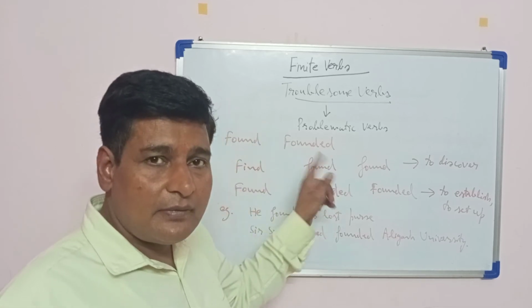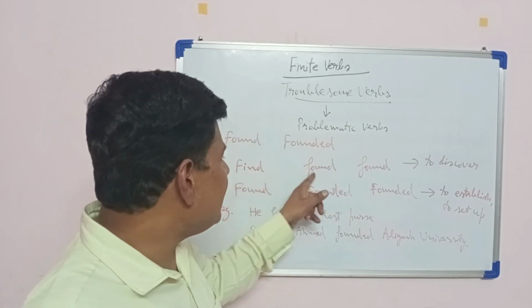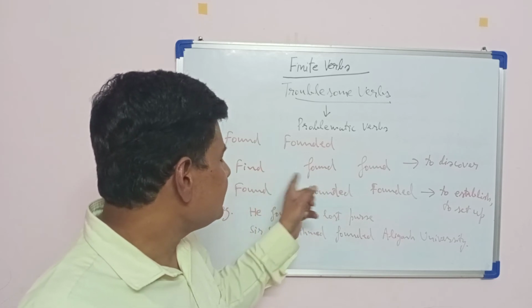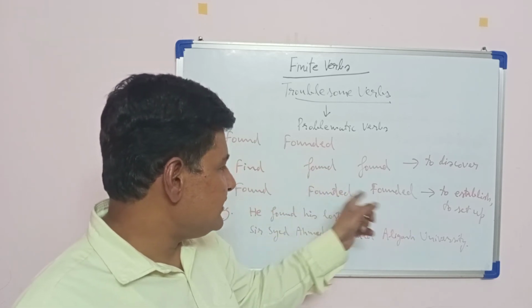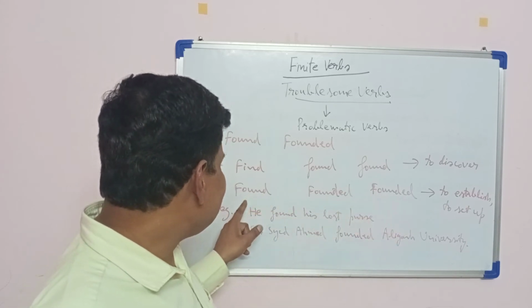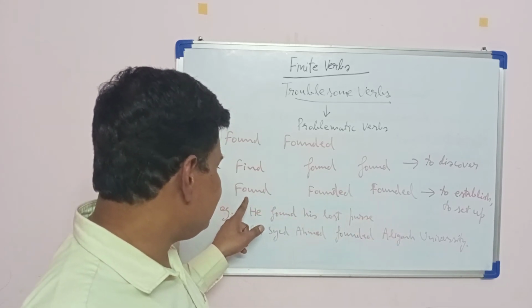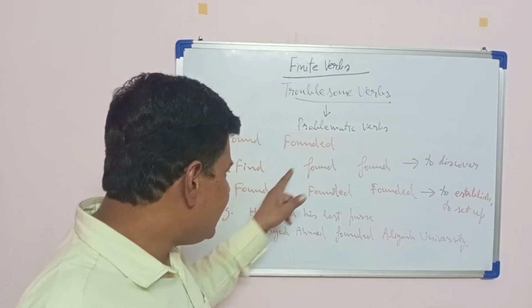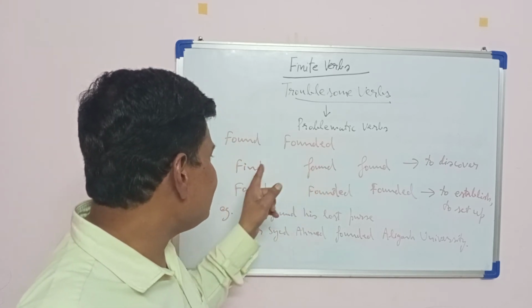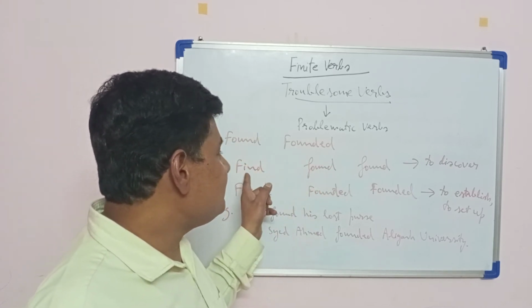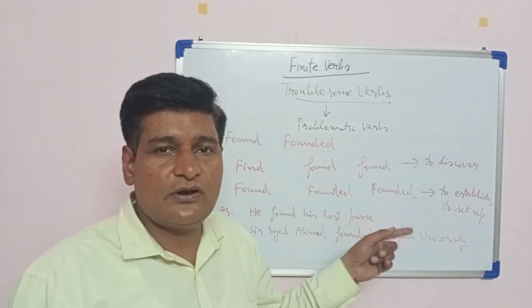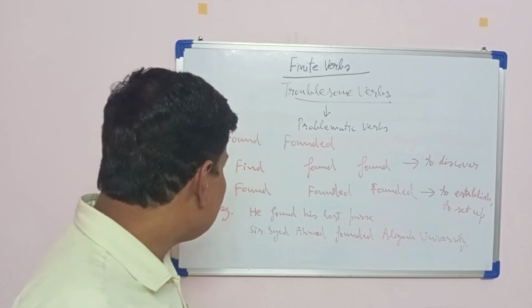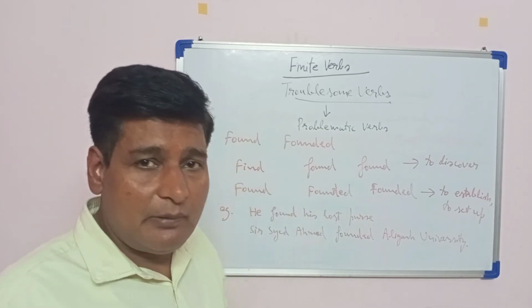So let us have a quick revision. Find, found, found. This is the form of the first one. Found, founded, founded. This is the other form. So you can easily see found here is another verb, and here found is the past form of find. The meaning of the first one is to discover. The meaning of the second one is to establish or to set up. Now let us move over to the next problematic verb.